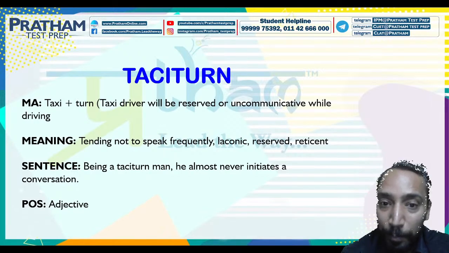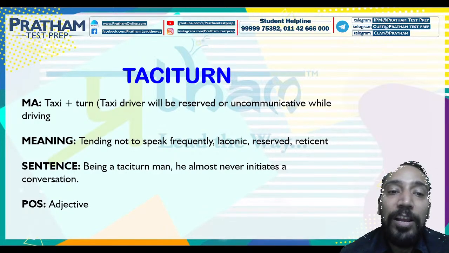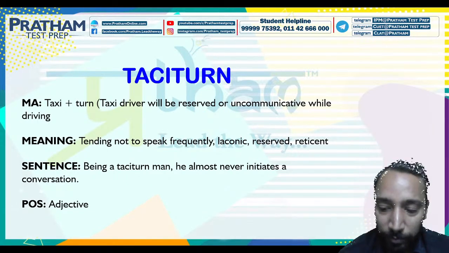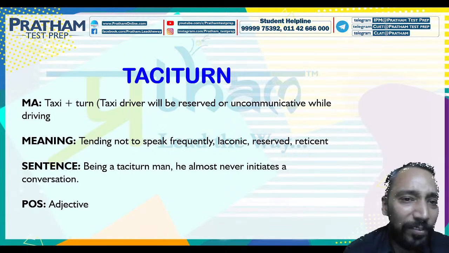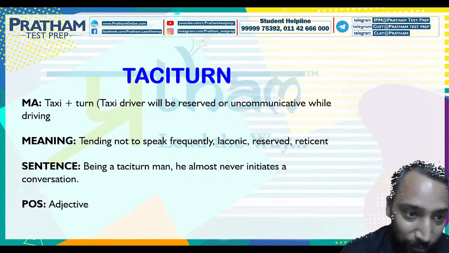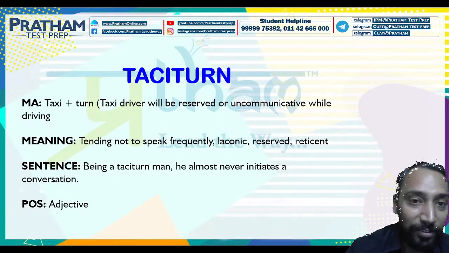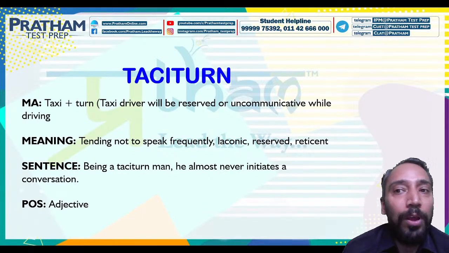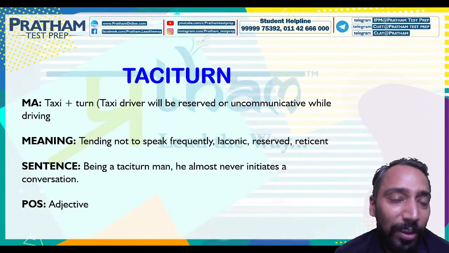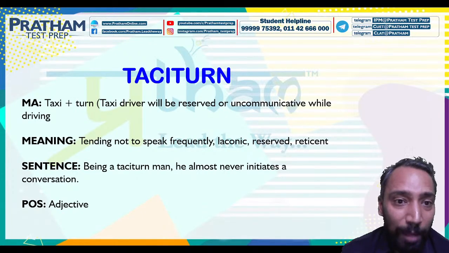And taciturn means tending not to speak frequently, a reserved kind of person. We all have these kinds of people around us. Might be in our families also, and might be us also, right? So, it's another word that is for you. Quite easy words till now, and I believe this presentation is helping you to learn new vocab words.